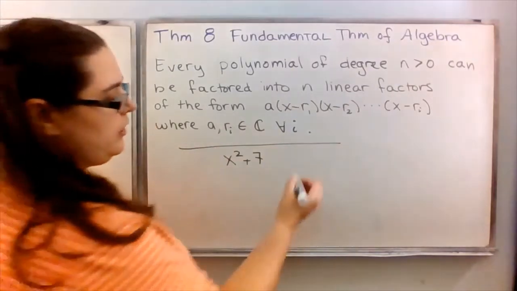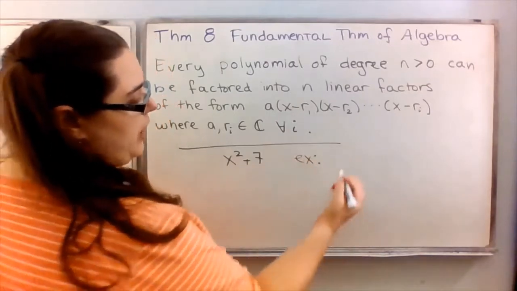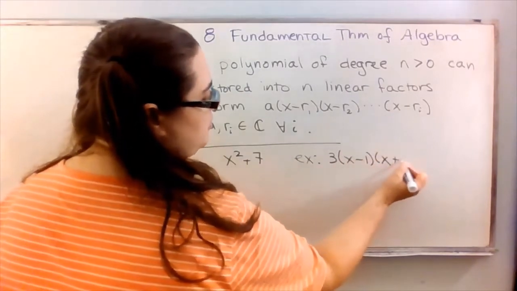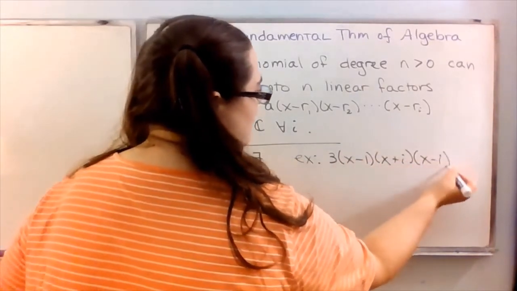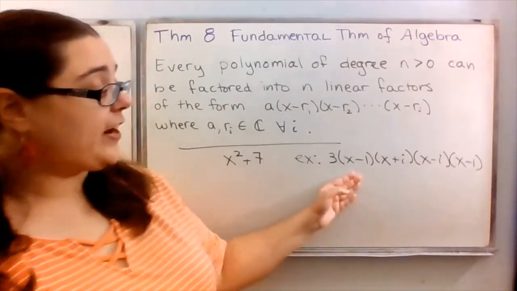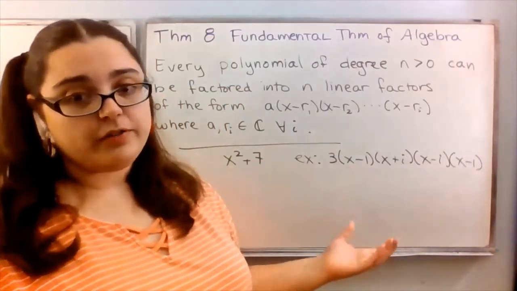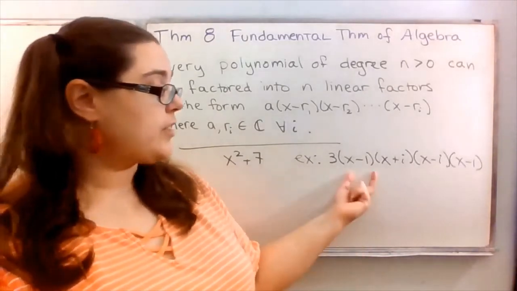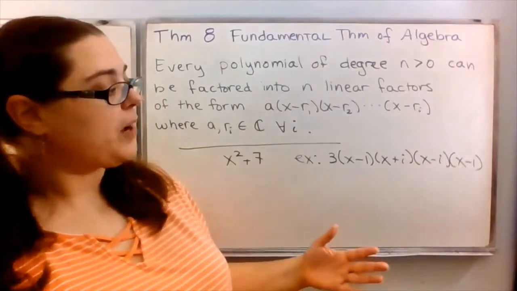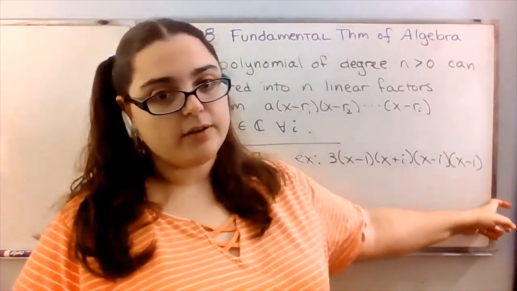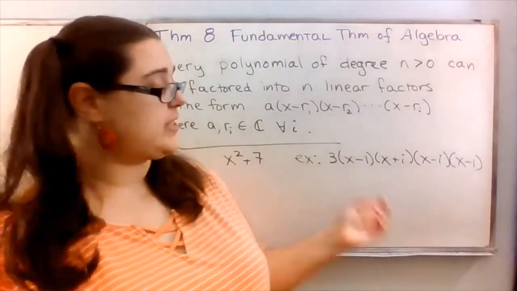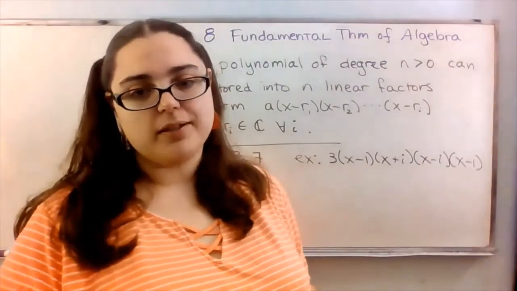So for instance, you could have a polynomial that when you factor it looks like 3 times x minus 1 times x plus i times x minus i times x minus 1. So this polynomial is factored completely, but you'll notice some of the factors are not unique. We have a repeat. So x minus 1 has repeated. All that this theorem is stating is that if I have a degree 4 polynomial, I can break it down into 4 factors. Some of those factors might be unique, like plus i or minus i here, and some of them might be repeats, like the x minus 1 and the x minus 1.